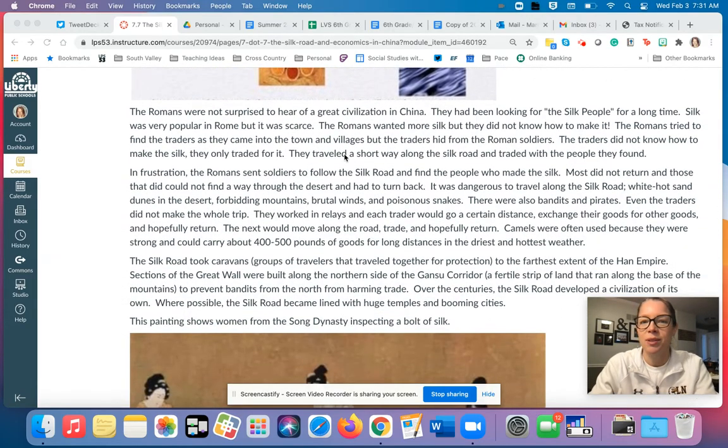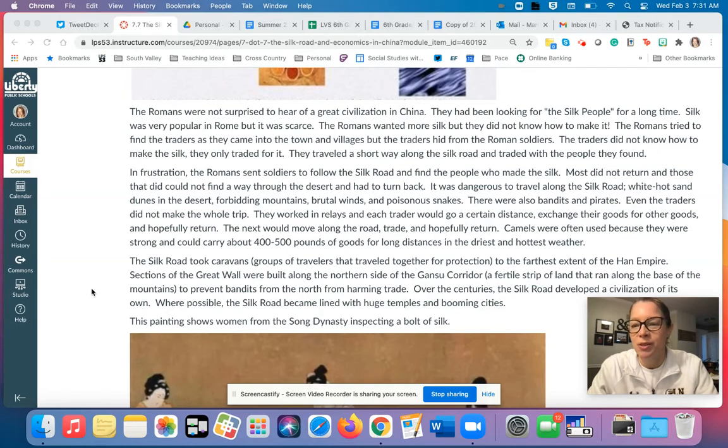And I would like you to read a little bit about how the Romans did try to figure out how to make the silk, but it was pretty unsuccessful. They didn't want to keep paying for this expensive silk, but the secret was kept for a very long time.